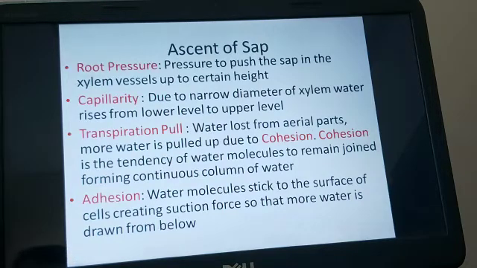This pulling force provided by the leaf is especially important in tall trees such as pines, etc., which do not have adequate root pressure. So, by all these mechanisms, the water that is absorbed by the root gets transported and reaches the leaves in plants as well as in the trees.